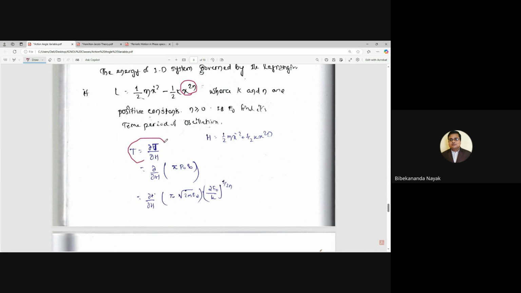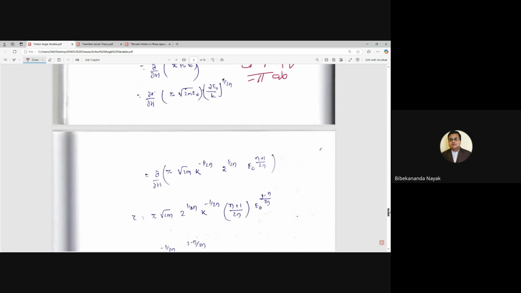For the time period formula you have to remember del J by del H. And J is equal to the integration of p dq, which means pi a b. This is the formula you have to remember for time period: T is equal to del J by del H, and our J is equal to the integration of p dq, the action angle. If you solve it, pi a b. The potential is x square, x4, x to the power 2n. There is not that type of question. So you can count this. If you check, you can.